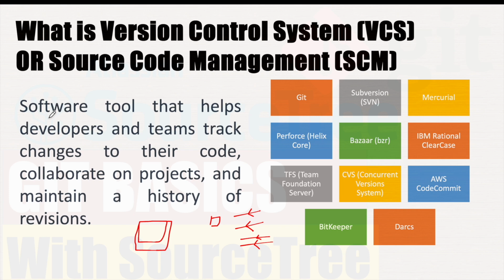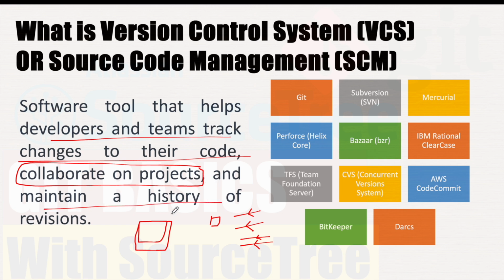Let's see the definition. Software tool that helps developers and teams track changes to their code, collaborate on projects. So the other thing is collaborate. It is not one file, it is multiple files. It's a complete project where multiple developers have to collaborate and maintain a history of revisions, what changes have been done over a period of time. This tool helps us to maintain that history of revisions.